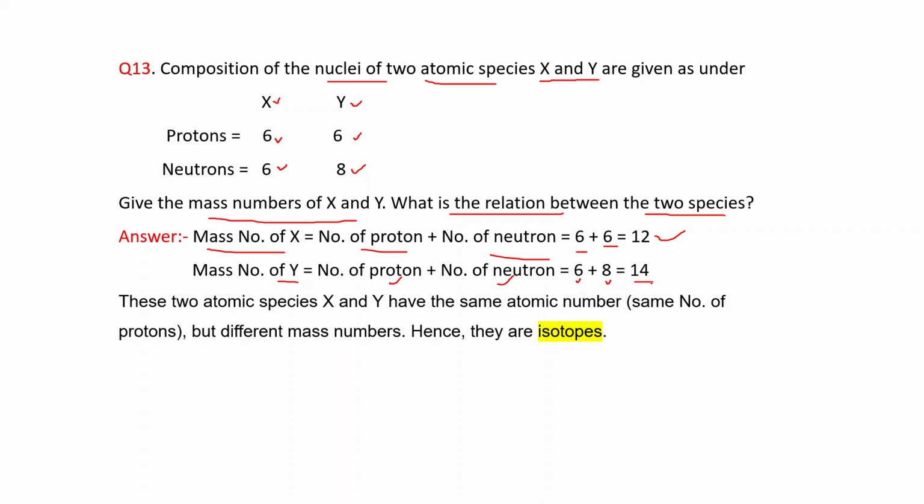Now, what is the relationship between these? You can say in X and Y, the number of protons is the same. It means they have the same atomic number but different mass numbers. Then how are they related? They are isotopes of each other.